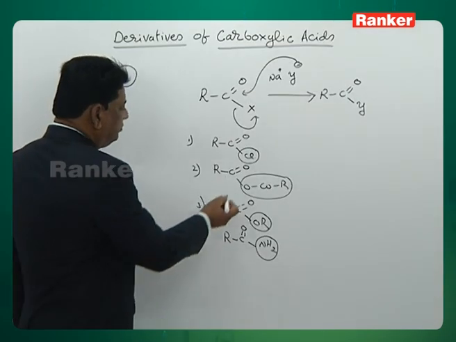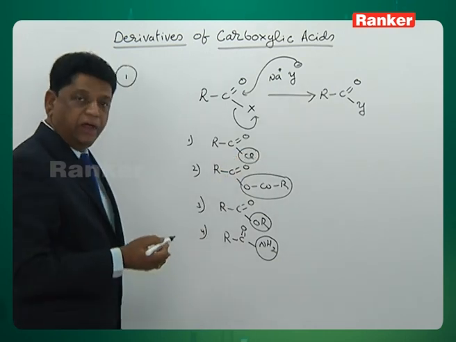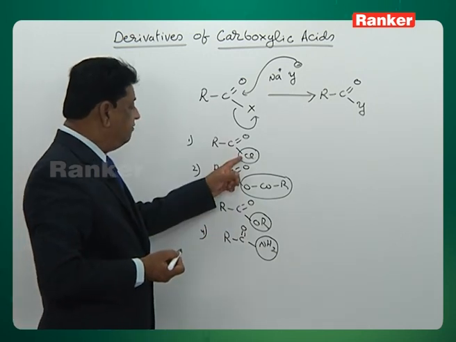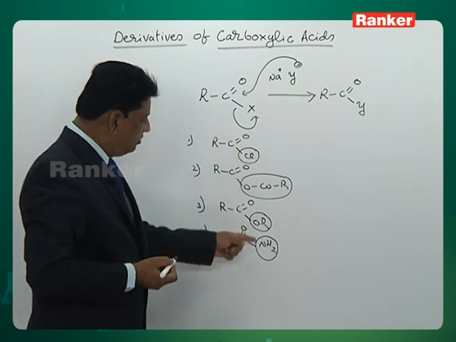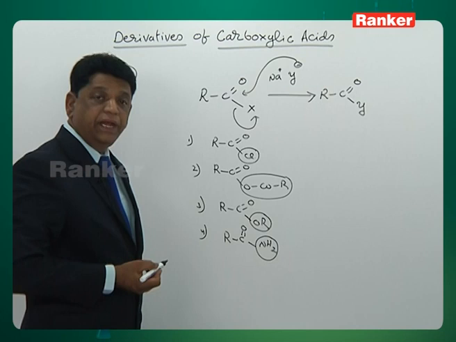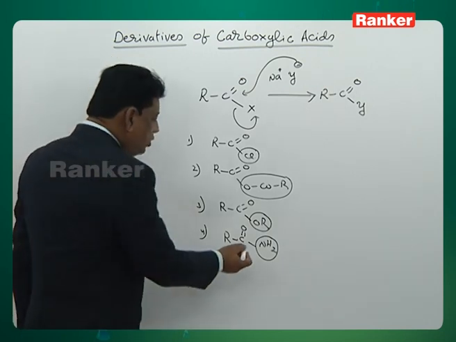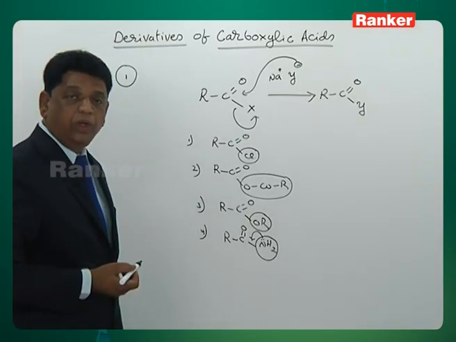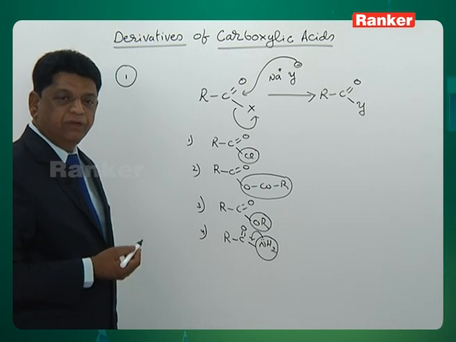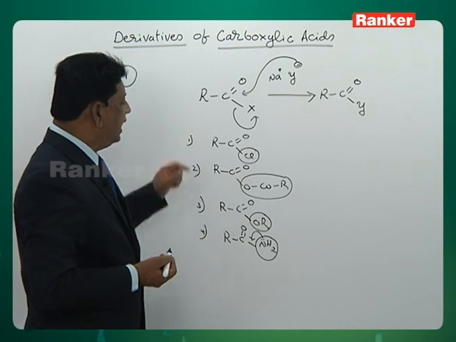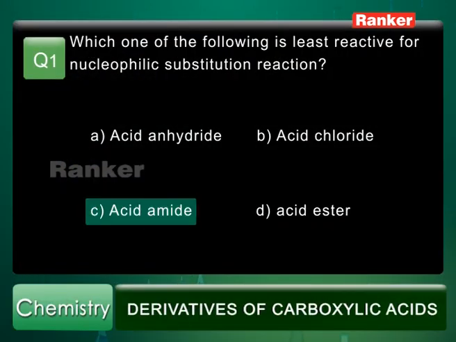Because HCl is a strong acid, its anion will be the weakest base. So, if you compare the basicities of these 4, this is the weakest base, then little stronger, and NH2 minus is the strongest one and shows a very strong plus mesomeric effect, and therefore it will not go out at all. The outgoing property of NH2 will be the least. So, amides have the least outgoing property, and the most reactive will be the acid halides. Therefore, option C, acid amide, is the right answer.